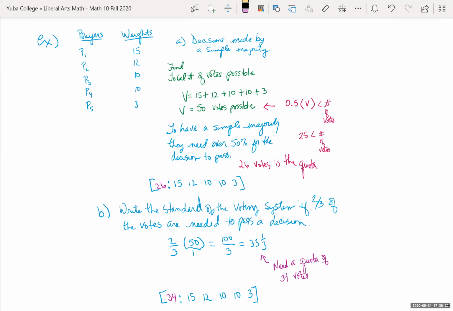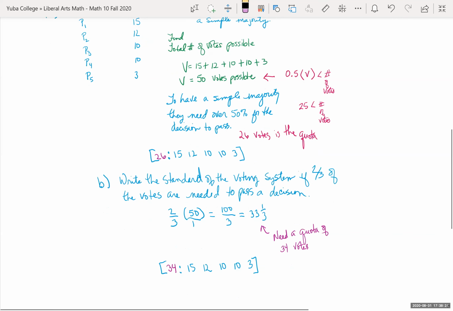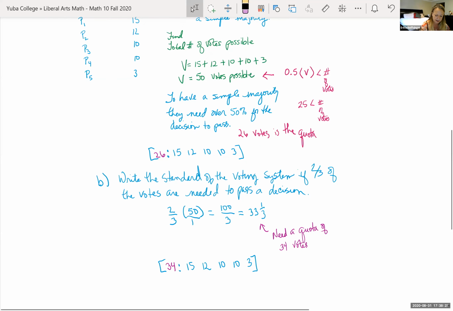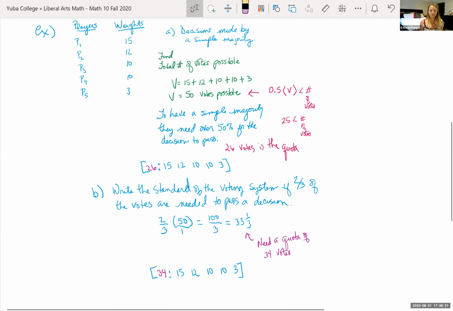Can you move the screen up a little bit? I can't see the very bottom. Yeah. Yes, thank you. While you guys are writing that, let me grab another one.